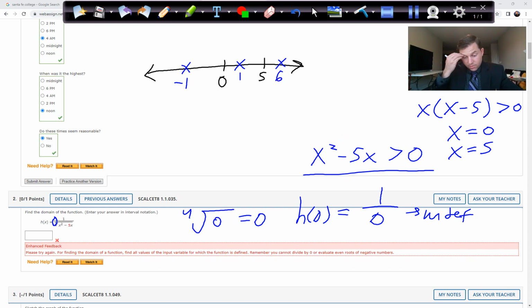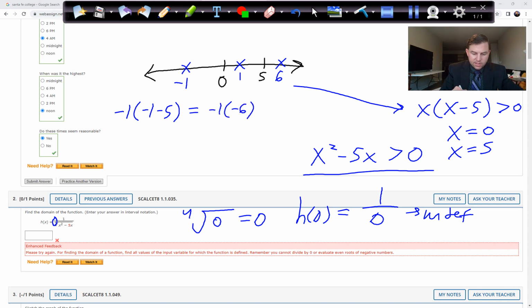And we have to plug those 3 numbers into this function and see if they give us a positive value out. So let's try negative 1. It'd be negative 1 times negative 1 minus 5, which is negative 1 times negative 6, which is positive 6, which is bigger than 0. So this one is positive, and it's going to be positive from negative infinity all the way up until 0.